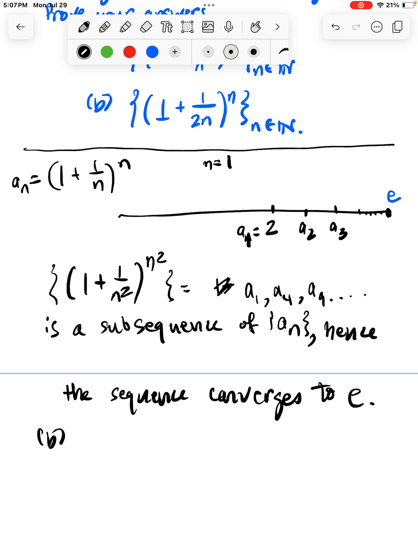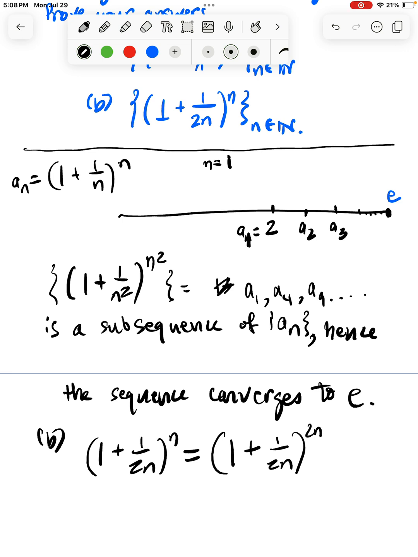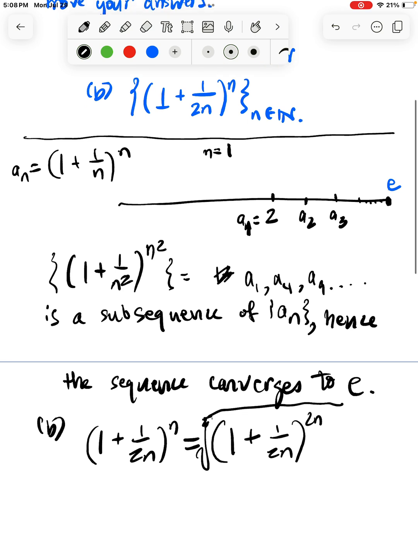And then the answer to part B. Generally what you want to do is compare the sequence that you know converges to e to the sequence that you're trying to work with. So here you have (1 + 1/(2n))^n. How do we make it look like the sequence above? Well, use the fact that this is (1 + 1/(2n))^(2n), except with the square root, because it's to the 2nth power and then to the 1/2 power.